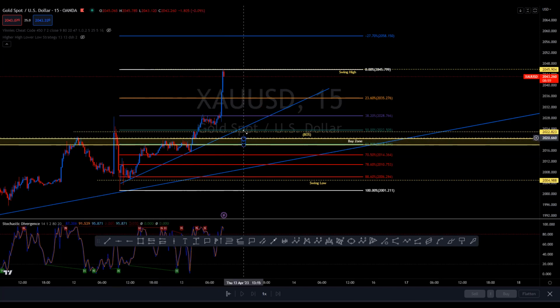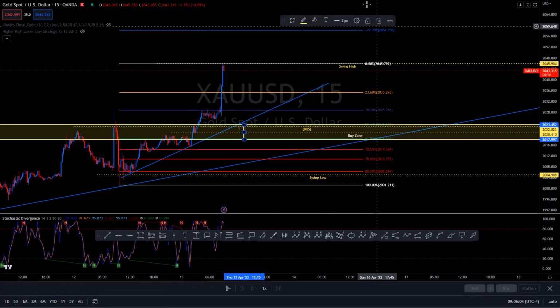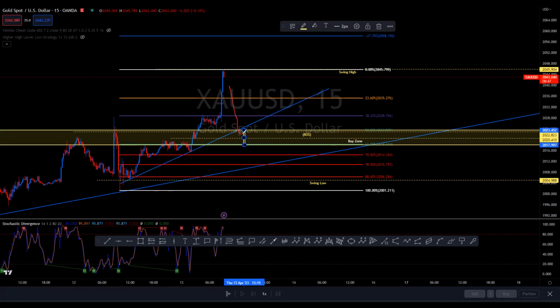Matter of fact, I'm going to push this all the way up. And here's the reason why I say that. When you understand institutional trading, you understand that the institutions are going to have to fill this imbalance back up before they proceed up, right?